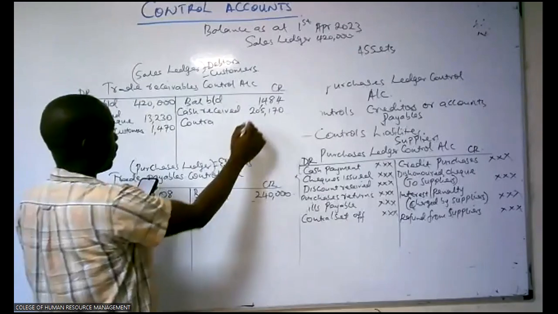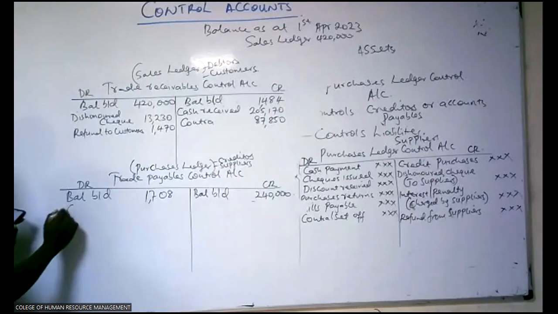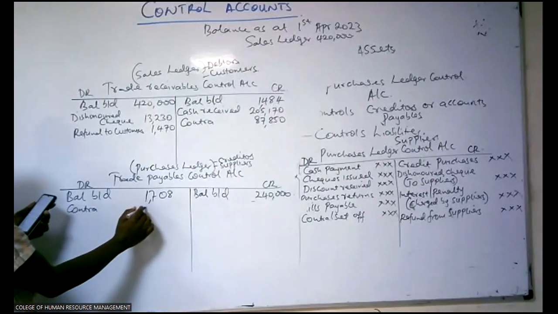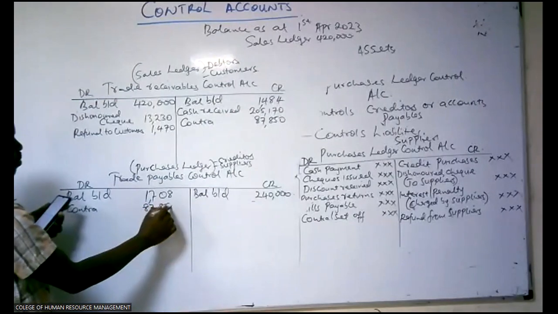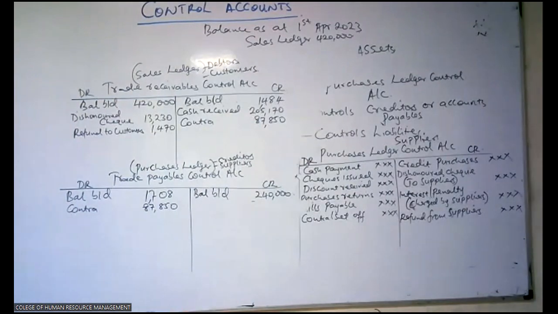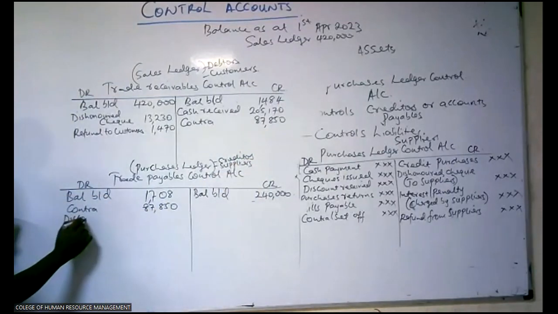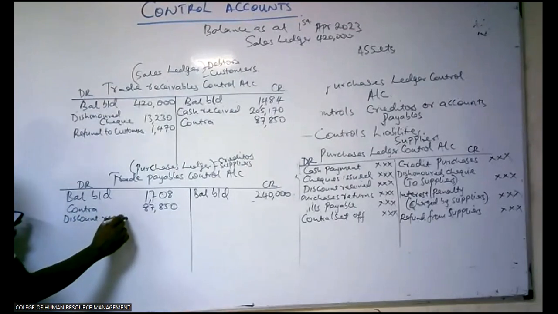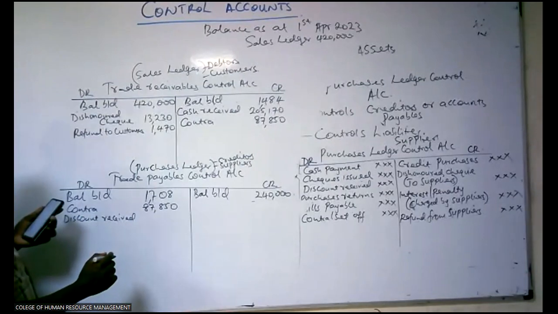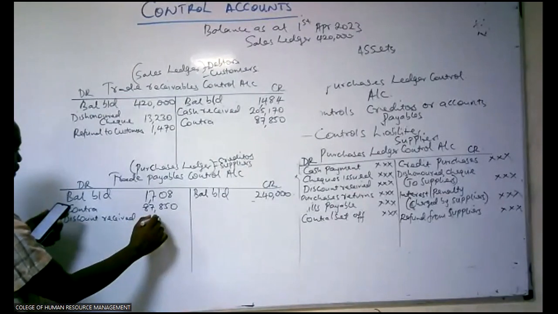The contra is 87,850. The same amount should also come here. The contra should appear in both, because it will cancel for debtors and it can cancel for creditors. Discount received reduces what you are supposed to pay the suppliers in the company. Discount received, 45,780.